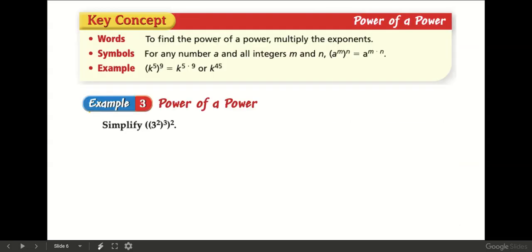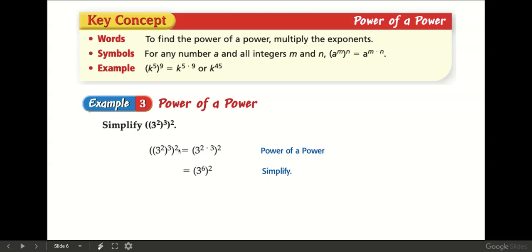So let's see if we can apply these rules. So here I have 3 squared to the power of 3 to the power of 2. So not only do I have a power to a power, I have a power to another power. So let's go ahead and simplify this. So again, I can start with the power to power. So I know that I can do 2 times 3, right? Because if I have 3 squared to the third power, really that's just 3 squared times 3 squared times 3 squared, which is going to give me 2 times 3, which is 6. So I have 3 to the 6th power.